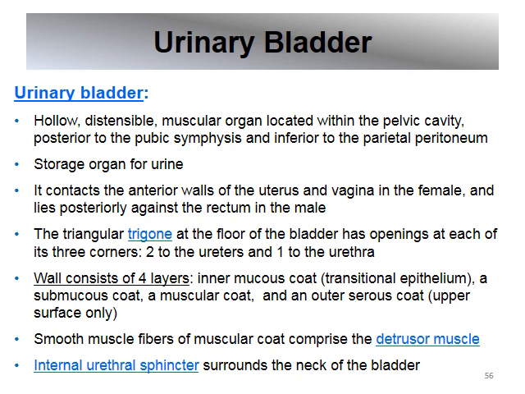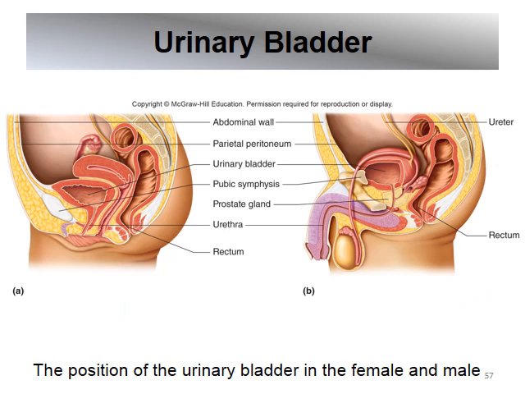And then the internal urethral sphincter is going to surround the neck of the bladder. Please remember the internal urethral sphincter is controlled autonomically. You do not have conscious control of it. You have conscious control of the external urethral sphincter. So again, just a picture of the position of the bladder in men and women.